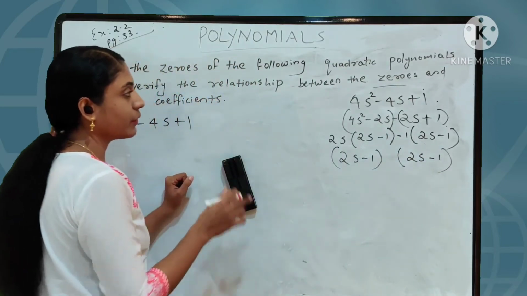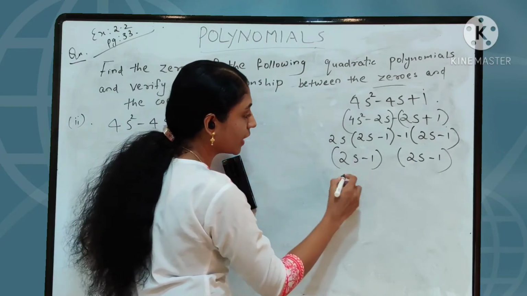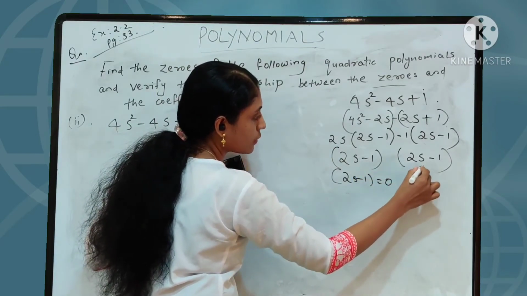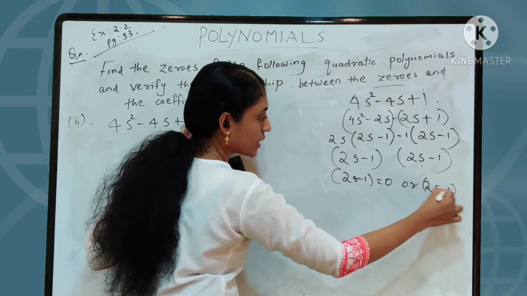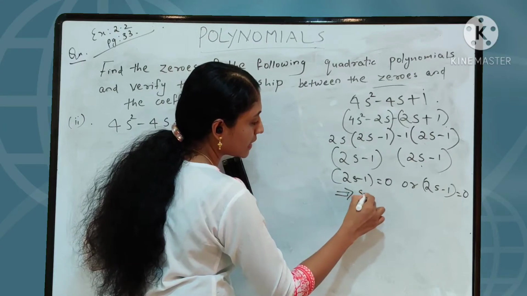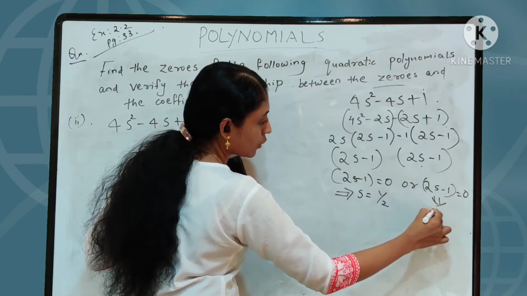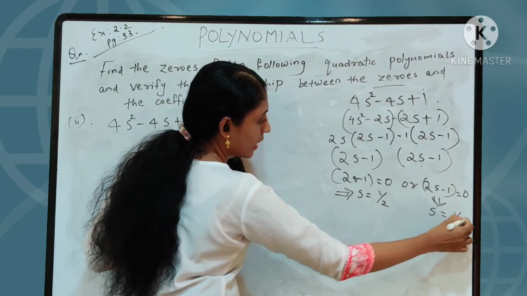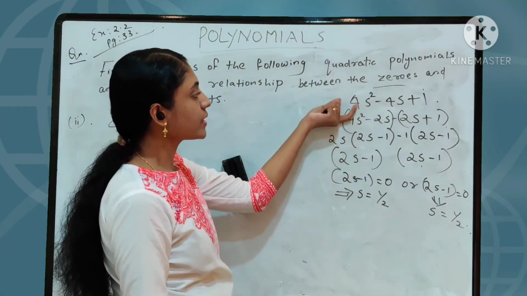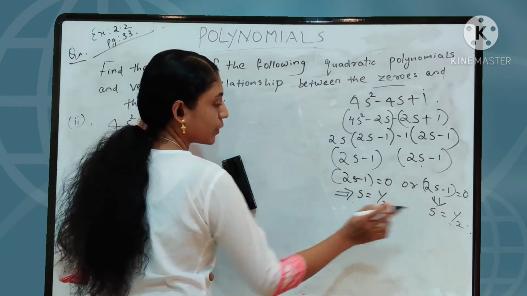So from here we can say that this polynomial is equal to 0 only when 2s minus 1 is equal to 0, or the same value, 2s minus 1 is equal to 0. Here 2s minus 1 is equal to 0 implies s is equal to plus 1 by 2. And here also s is equal to plus 1 by 2. So we got the value of s. That means the zero of this given polynomial is 1 by 2. Zeros are 1 by 2 and 1 by 2.